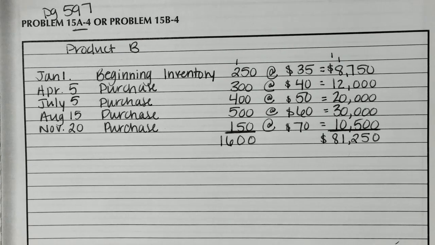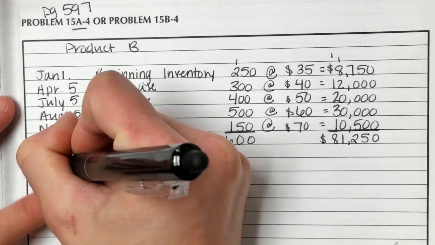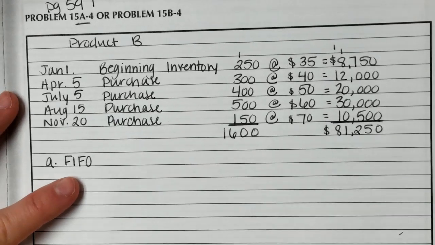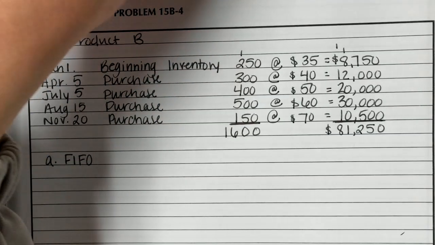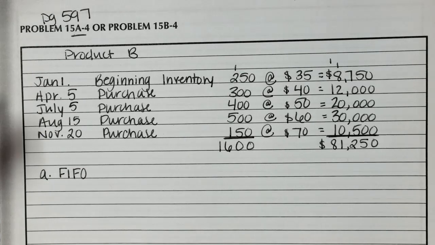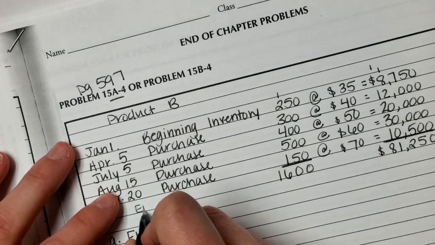So the first thing that we're going to do, it tells us we're doing FIFO, LIFO, and weighted average. Let's just start with the first one they list. So let's do our FIFO. Remember, first in, first out method. And also, sorry, it tells us on page 598 that there are 500 units of ending inventory. So I'm just going to write that down here. That's where I have room.